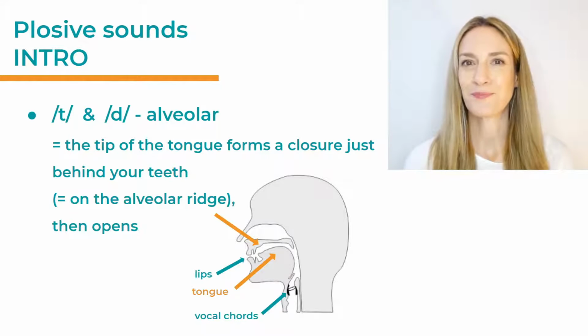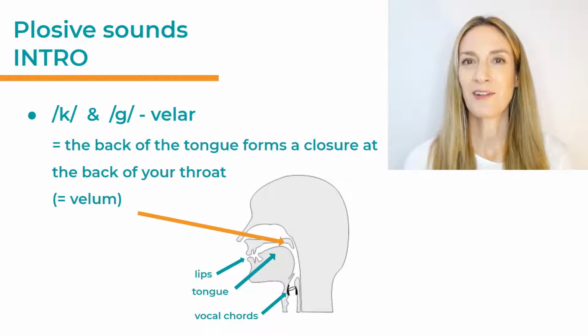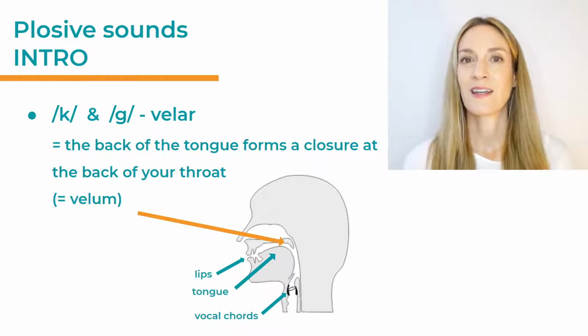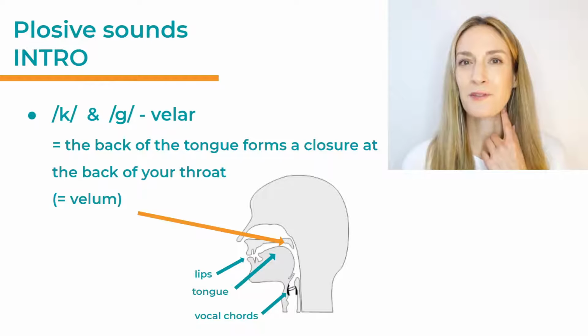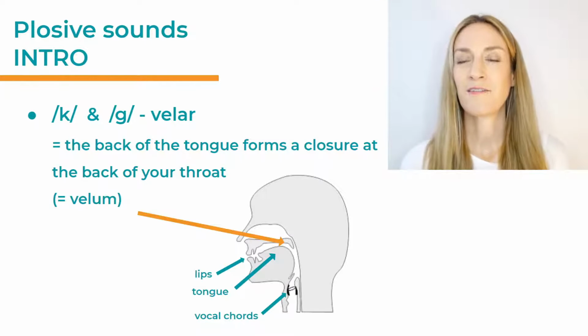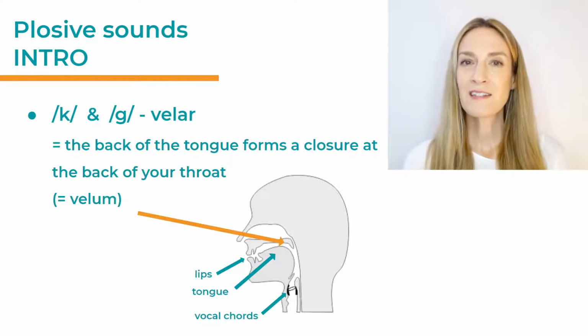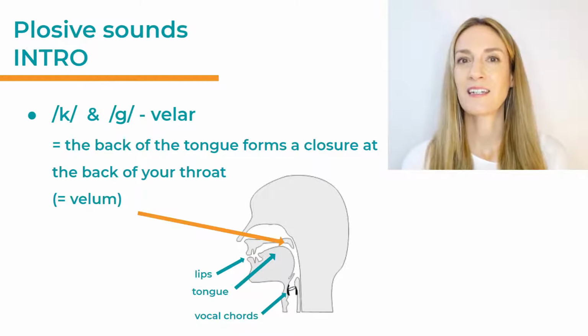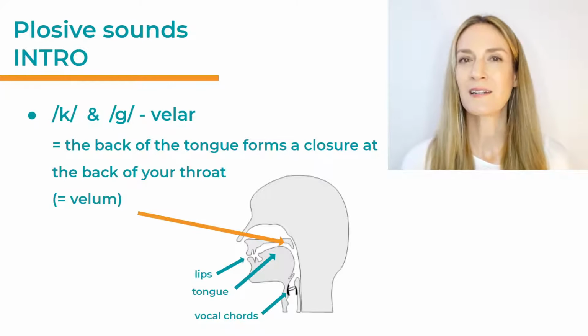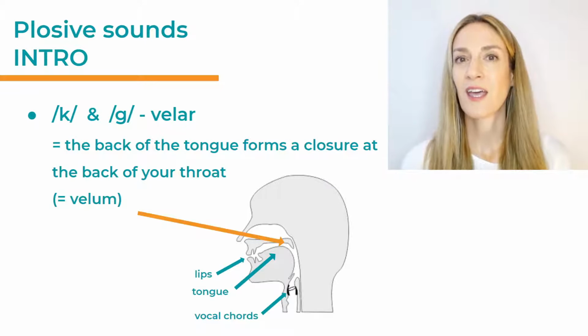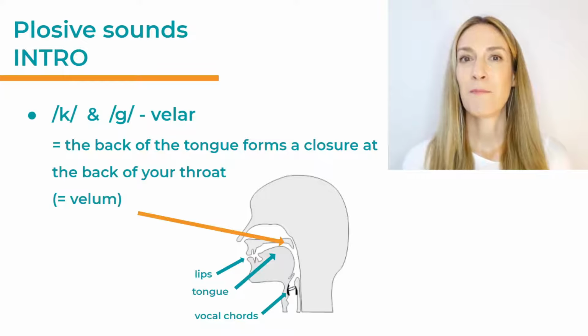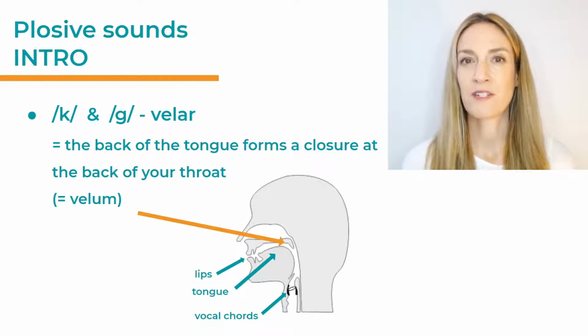Now, let's have a look at our next pair, K and G. K and G are formed right at the back of our vocal tract, and we call these velar sounds. That is because if you say G and K and pay a little attention to where your tongue is and what movement you have, K, G, the back of the tongue is involved in forming the sound, not the tip, not the sides, it's the back.